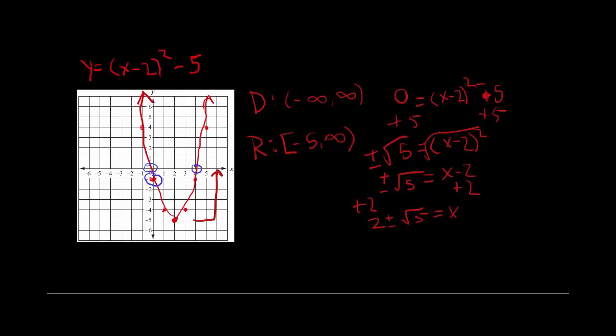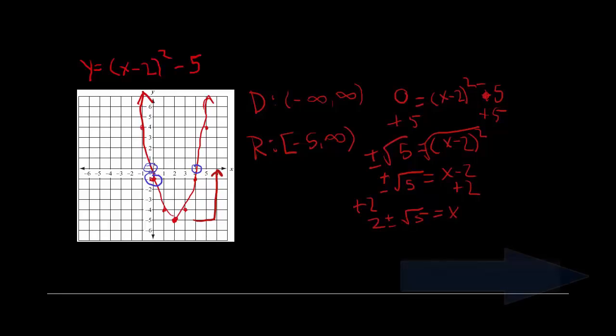So now our first solution is 2 plus square root of 5, which is right here, when it's a little past 4, and then 2 minus the square root of 5 gives us the one that's a little bit behind 0.